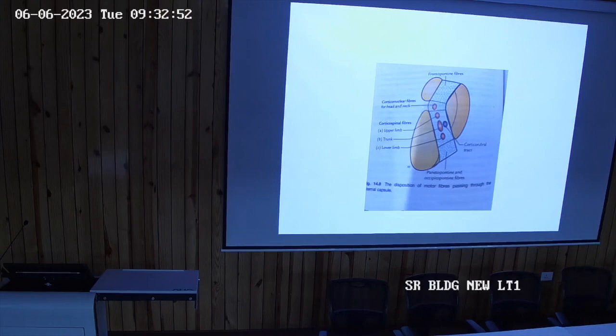So corticonuclear fibers are present at the genu. Then come to the posterior limb of the internal capsule, very important. The posterior limb of the internal capsule contains all the pyramidal fibers. See, the first one, uppermost, is the upper limb, then the trunk, and then the lower limb. So most of the pyramidal fibers, except the corticonuclear fibers and frontopontine fibers, are present in the posterior limb.